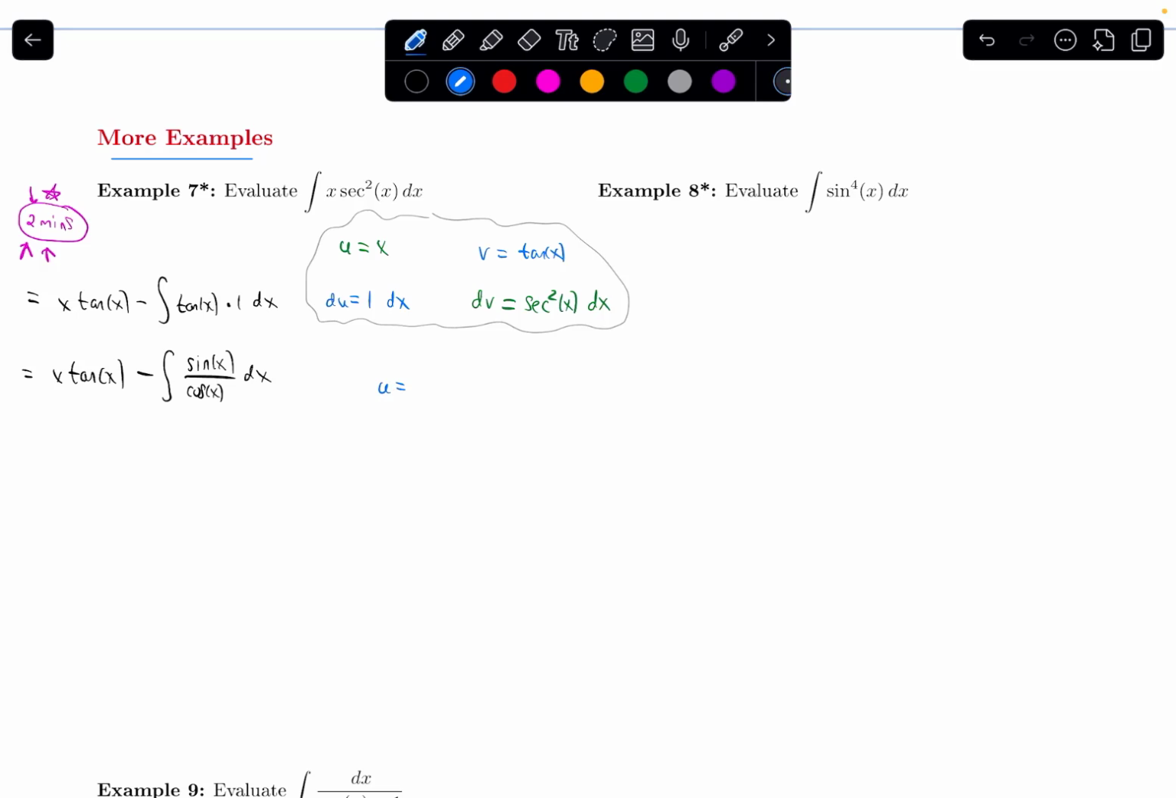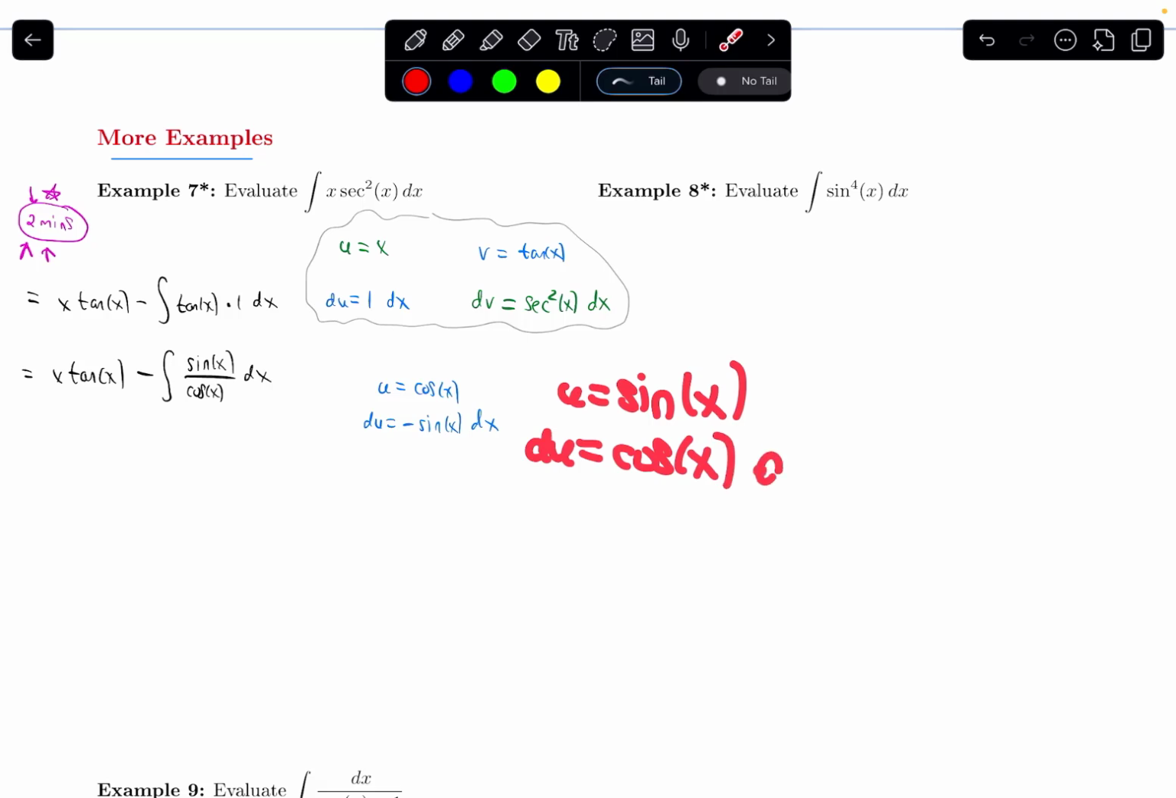I'm going to let u be cosine x, because then du is negative sine x dx. One of the ways I know that that's going to work is because I see this derivative in the function. I see sine x in the function, in the numerator. It turns out if you did it the other way around, if you let u be sine, then du would involve cosine x dx. And although I do see cosine in the integral, it's in the denominator, whereas in du, it's in the numerator. So it won't work as nicely if I do it that way.